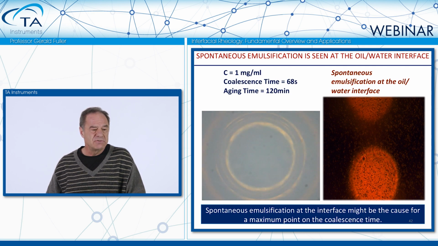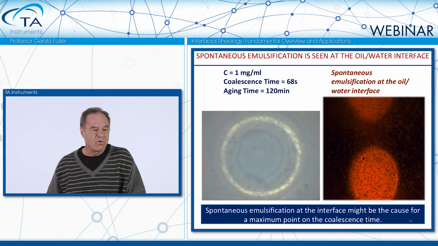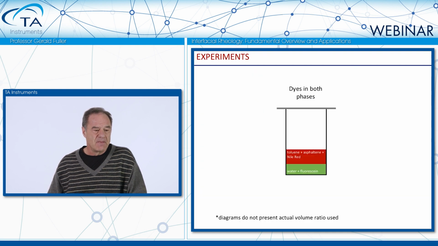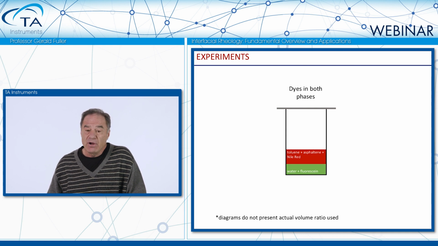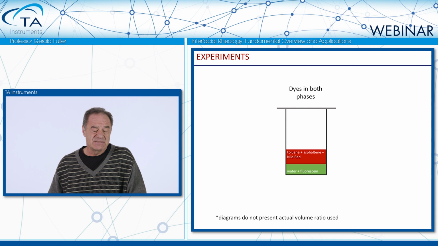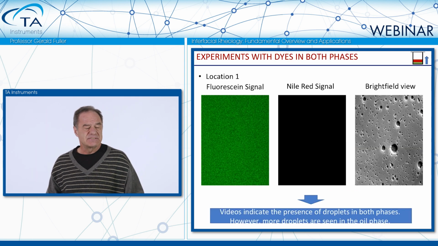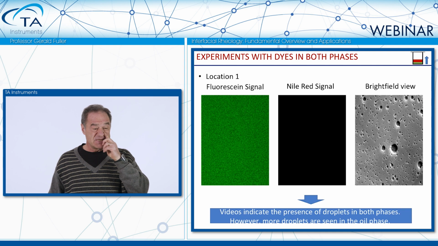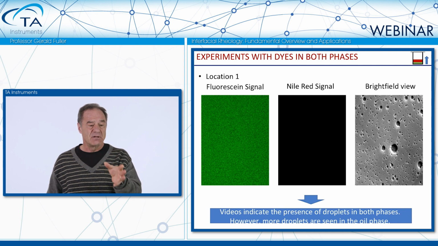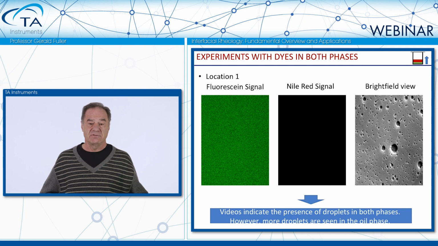And what we did to nail that down is we did some confocal microscopy measurements by having toluene with asphaltene, but Nile red. Nile red will fluoresce in the presence of oil, not water. And in the water phase, we use fluorescein. Fluorescein does not dissolve in oil. So we used confocal microscopy to scan across the interface. Now you can see on the left the fluorescein signal, in the middle the Nile red signal, and on the right is just bright field.